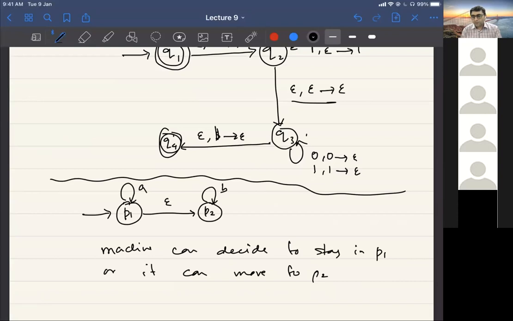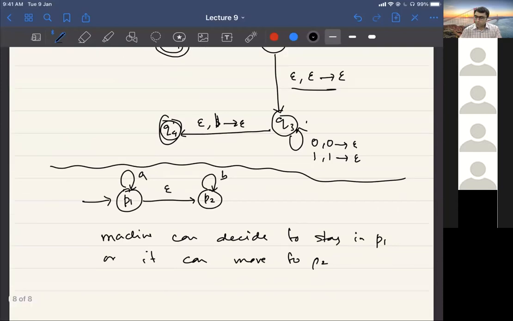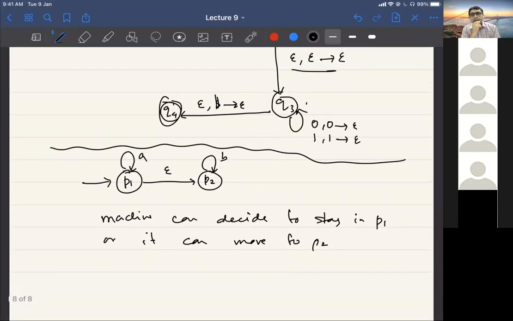Does it have to move to P2? No. Does it have to remain in P1? No. Okay, so this answer yes and no does not make much sense. So what happens actually is that it does both at the same time. So you can think about it this way.